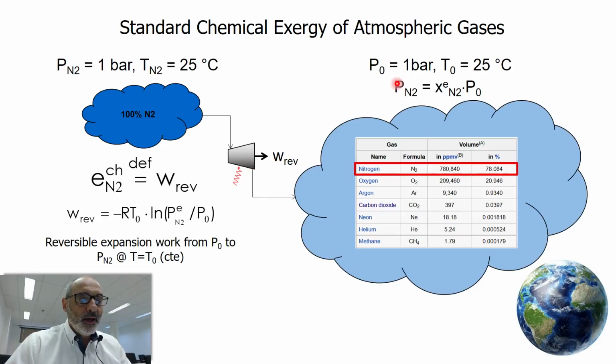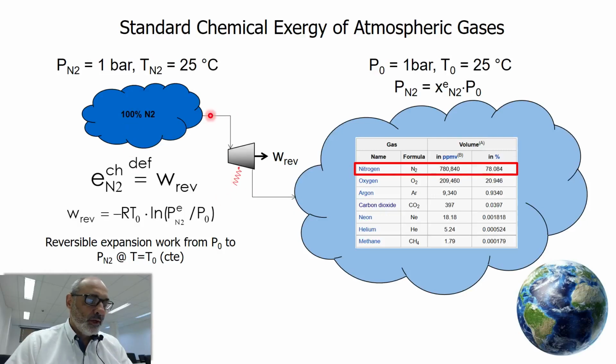Another important formula here is that the partial pressure of N2 in the atmosphere is its molar concentration times the total pressure. And this is why I switched from X referring to exergy to X referring to molar concentrations, because that's traditionally used here for molar concentration. And now we are using E for exergy. So we know how to calculate this.